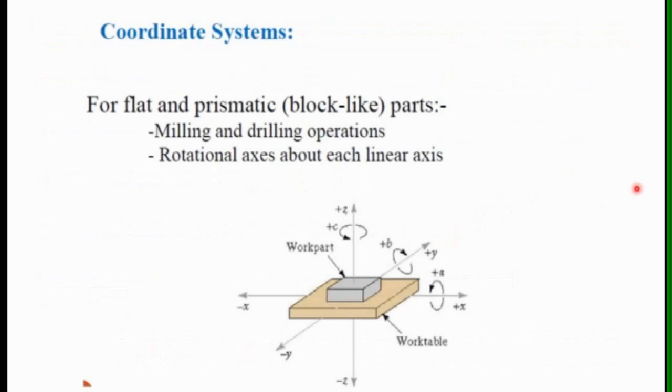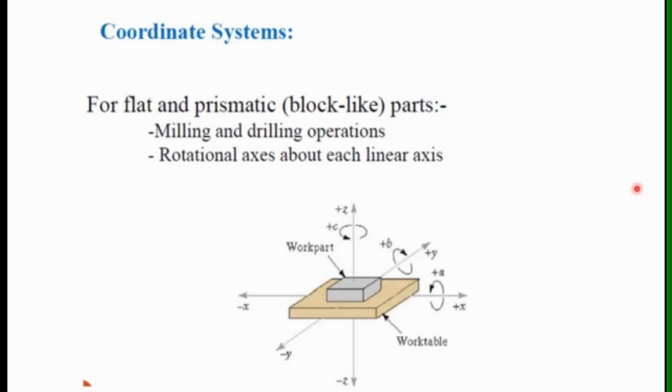First one is coordinate systems. In this coordinate system, in order for the part programmer to plan the sequence of positions and the movements of the cutting tool relative to the workpiece, it is necessary to establish standard axis systems by which these relative positions can be specified.